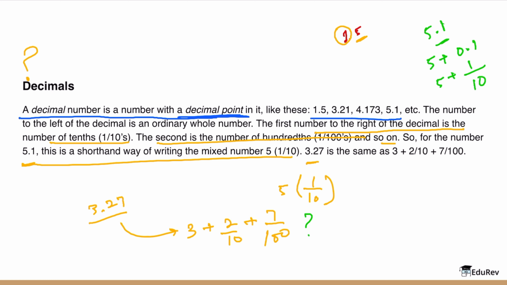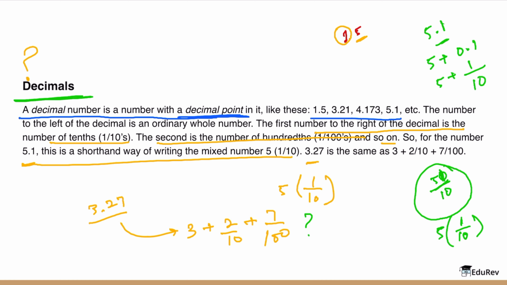So if I take it as 50 by 10, plus 1, that is 51 by 10. And if I write this in mixed fraction form, it's going to be 5 and 1 by 10. Correct? So this is the way in which you need to write decimals, and this is what decimals basically are. You can do the conversions. It's simple mathematics, very simple.